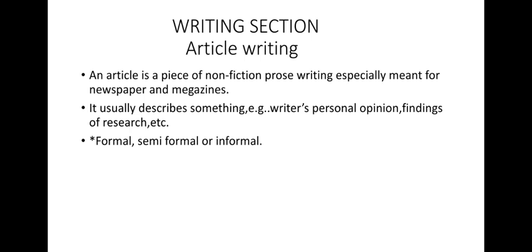What is an article? An article is a piece of non-fiction prose writing specially meant for newspapers and magazines. So basically we write an article for newspapers and magazines. It usually describes something, for example, the writer's personal opinion, findings of research, etc. The article can be formal, semi-formal, or informal, depending on the reader.